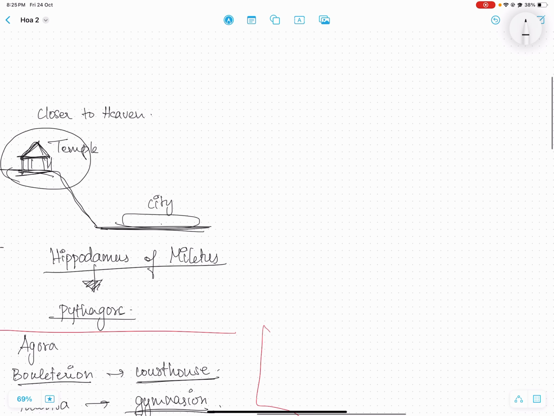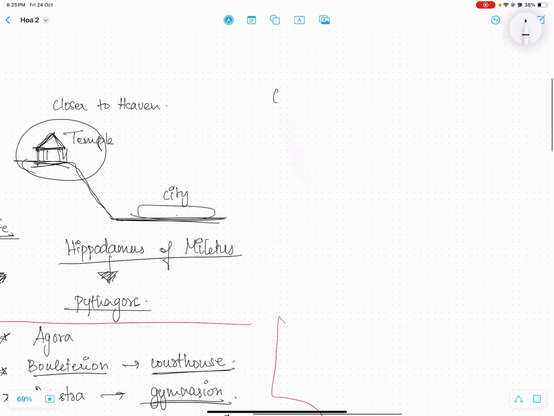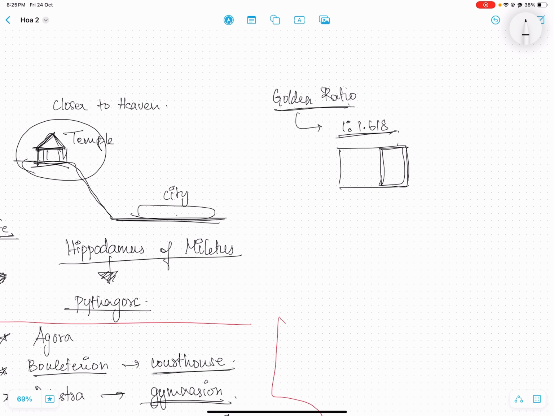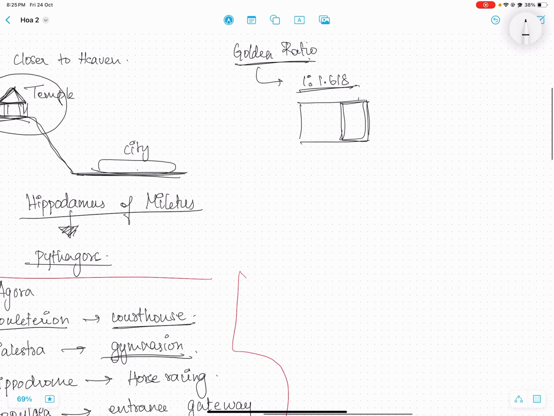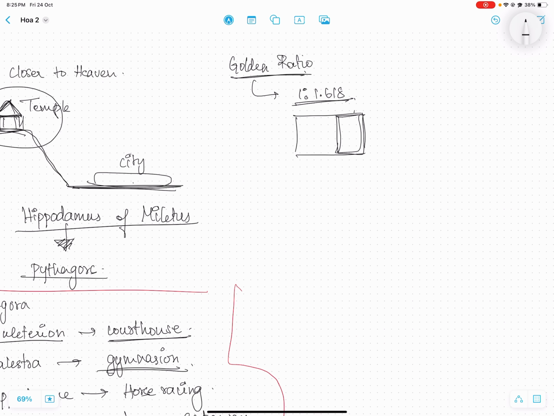Other than that, most of us know about the golden ratio. I'm not going to explain deeper into this. Just the ratio is 1:1.618, and it is said that if you cut a square out of a rectangle, the remaining part of the rectangle would still be in the golden ratio. So that was golden ratio. Then we had optical correction or optical illusion.